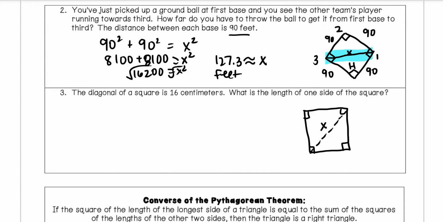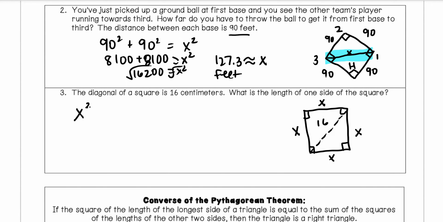The diagonal is given to us as 16 centimeters. We want to know the length of one side of the square. Well, if it's a square, then that means that all sides would be the same, so I'm just going to call them all x. That means I have two right triangles here that are building this diagonal. The legs are both x, and 16 is the hypotenuse.